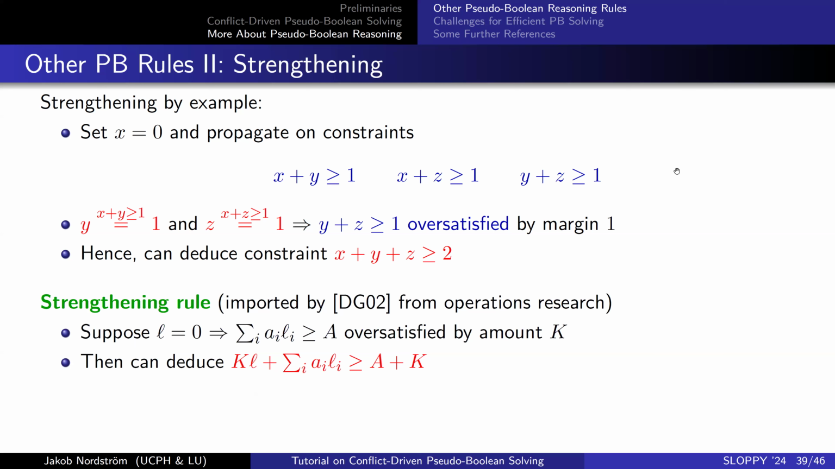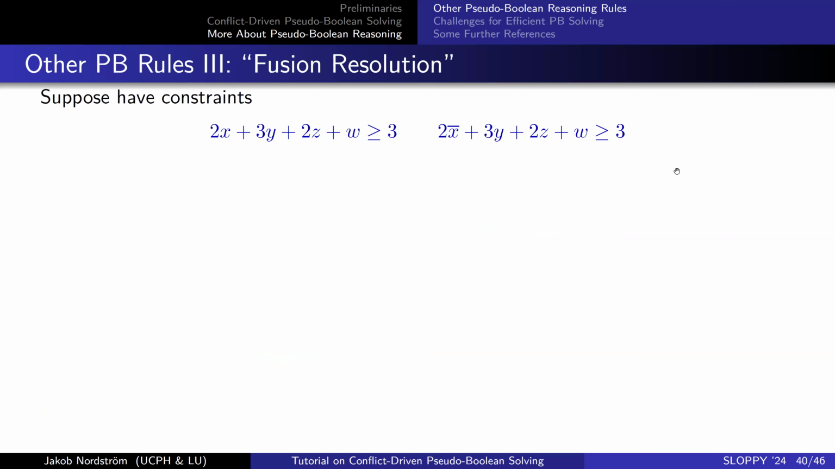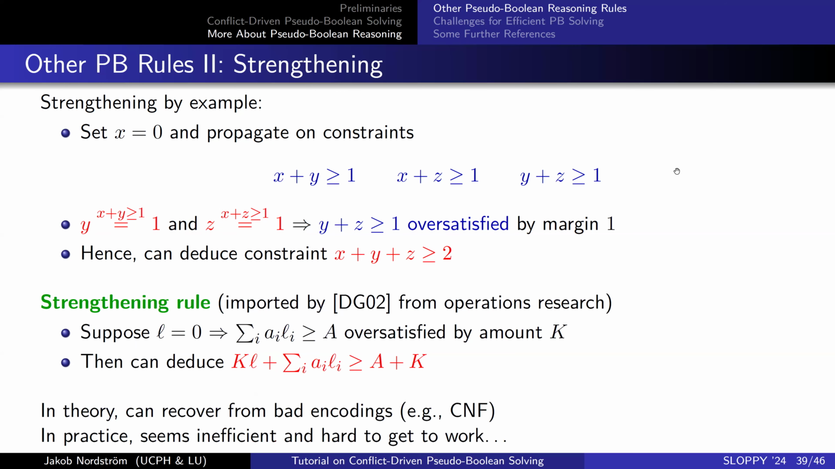The problem is that, I mean, as we see, you can recover better encodings from CNFs here, but it seems hard to get this to work in practice. Do we know how to simulate this with division, say? Good question. Okay. I have a good question. This particular thing should clearly work. Good question. Yeah, I don't know.